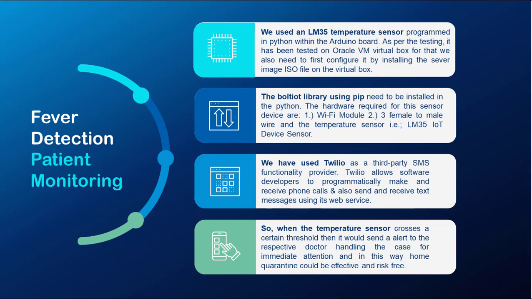We have used Twilio as a third-party SMS functionality provider. It is a cloud communications platform as a service, PaaS, company. Twilio allows software developers to programmatically make and receive phone calls and also send and receive text messages using its web services. So we will have our account ID as a SID, and the authorization token are highlighted, which would later need to be included in the Python scripts.